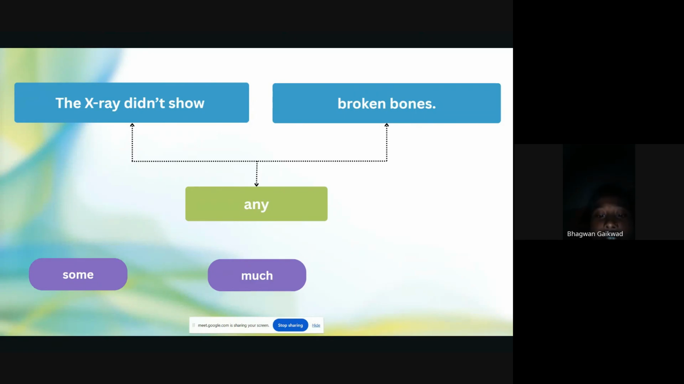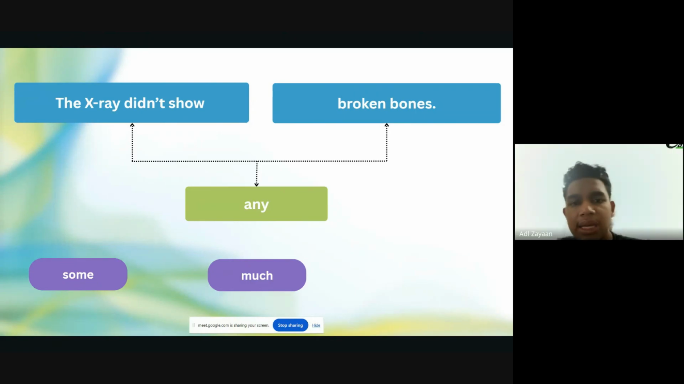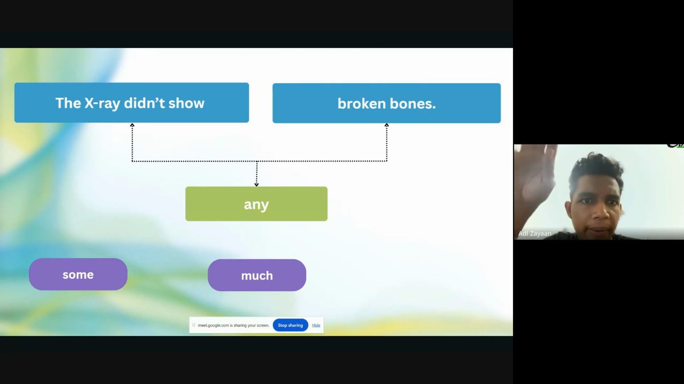Okay. So "any" is the correct answer. The X-ray didn't show any broken bone. When the doctor took the X-ray, he can't see any broken bones inside the X-ray image. So "X-ray didn't show any broken bones" will be the correct thing. Okay, got it?